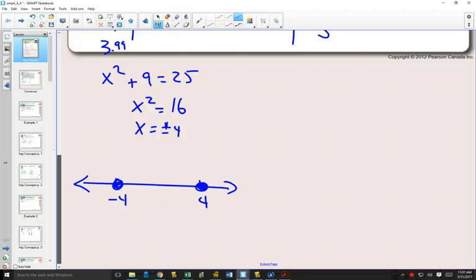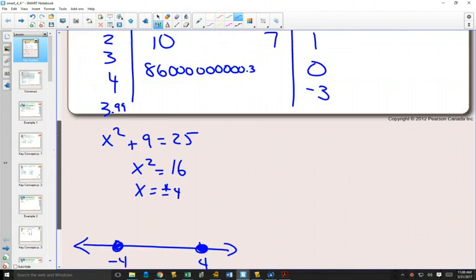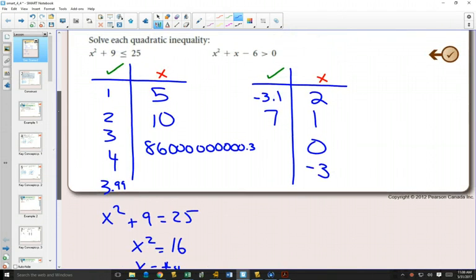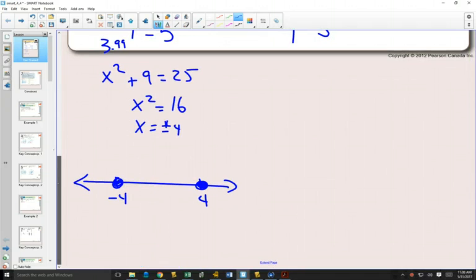After this, you tested values because these numbers of 4 and negative 4 separate this number line into 3 sections. And so if we try a number less than negative 4, like negative 5, what would happen at negative 5? Well, negative 5 squared is 25, plus 9 would be, so negative 5 would have gone on this side of our numbers that work or don't work. Negative 5 doesn't work, so we would say this is false.